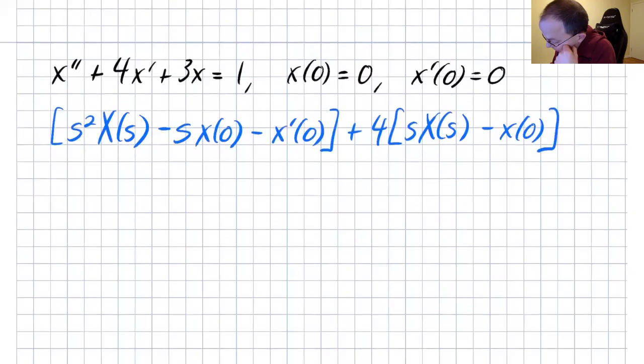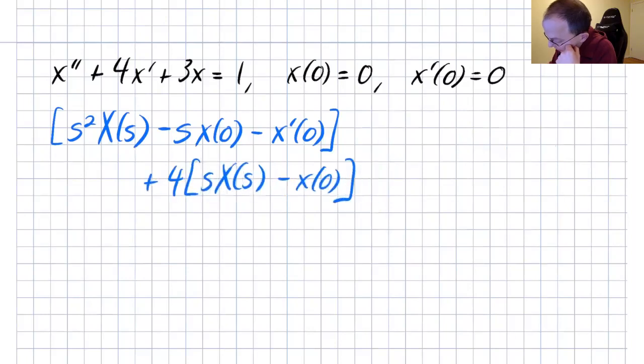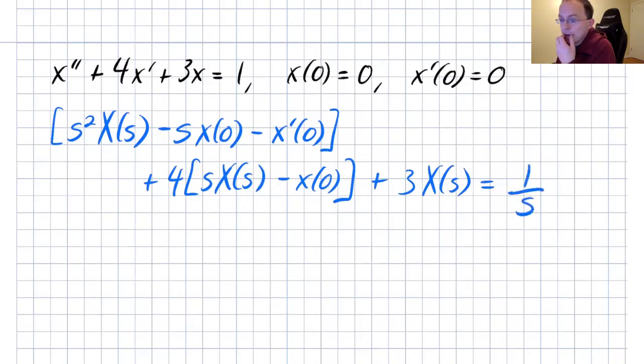And then, let me move this over here. And we'll have plus 3 times the Laplace transform of x(t). And then the Laplace transform of 1 is 1 over s. I believe. I'm just looking at the table. Yeah, there it is. Laplace transform of 1 is 1 over s.